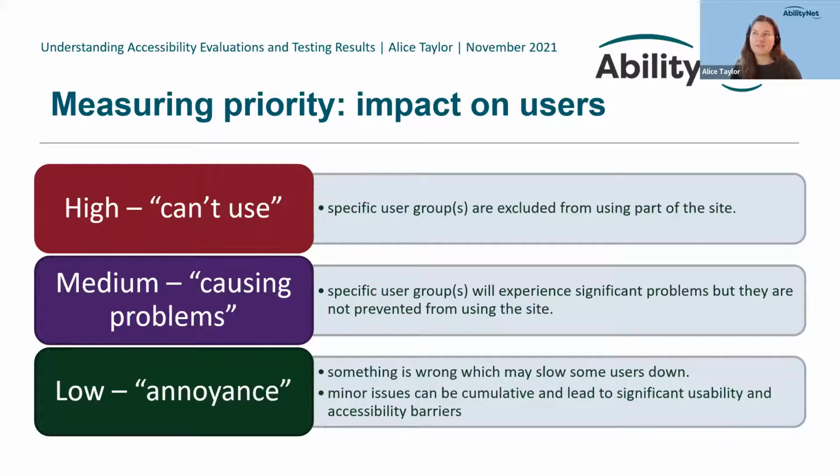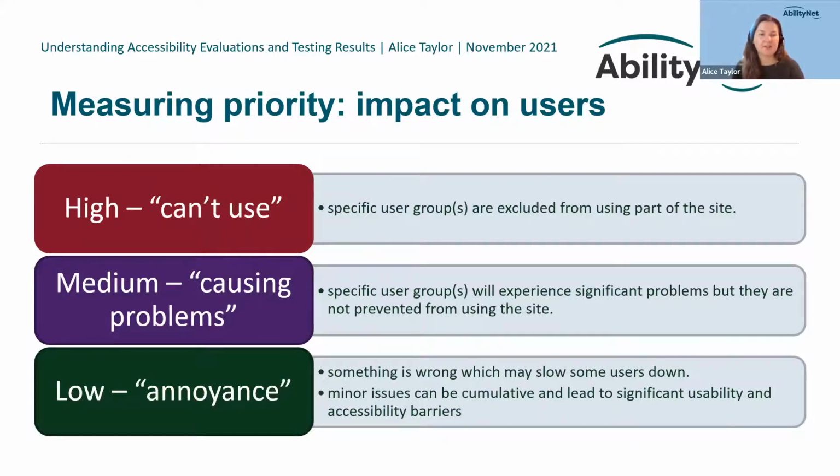So if we look at the different levels, something that is considered high priority is something that a user or a certain user group can't use. So this would mean that specific user groups are completely excluded. An example of this could be a button that you might be able to click on using a mouse. But if you try and activate that same button with a keyboard, it may not be possible, in which case that would be a high priority issue because keyboard users would be completely excluded from that.